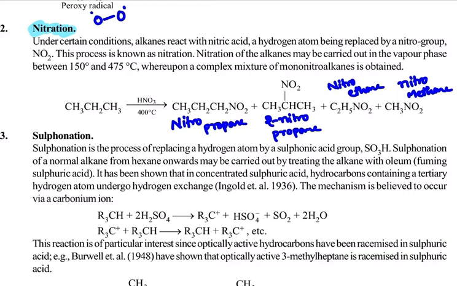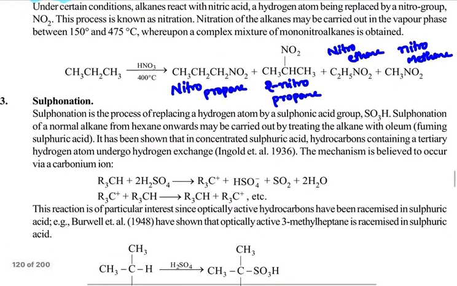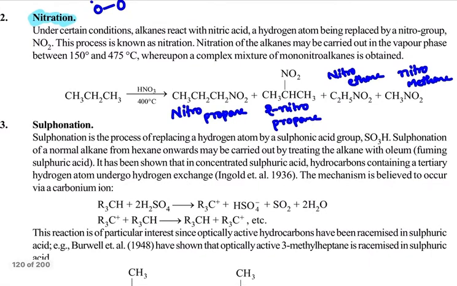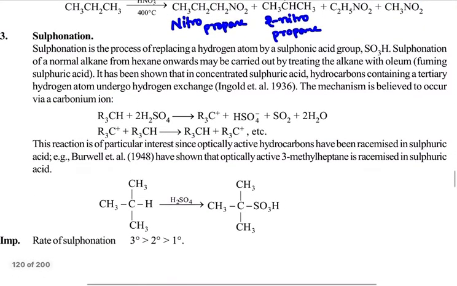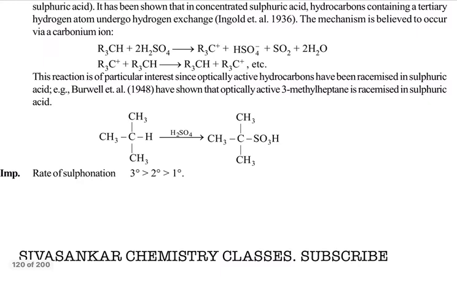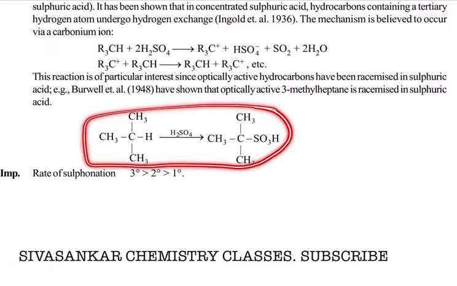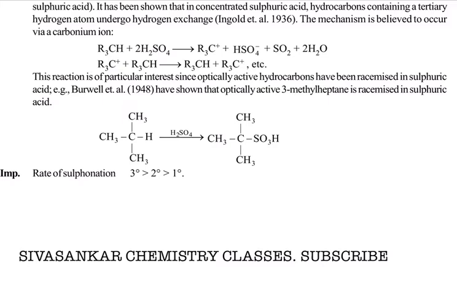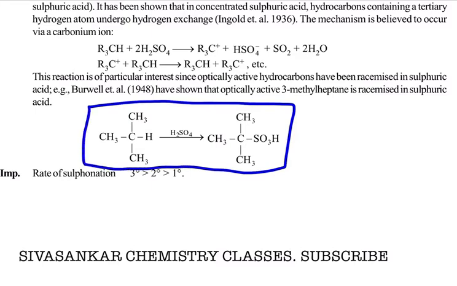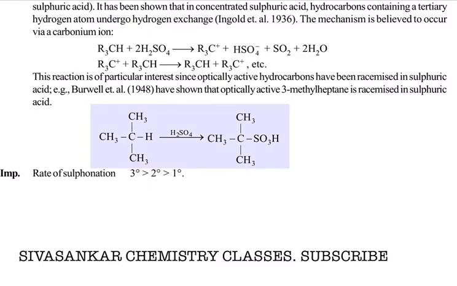Okay, students. Next, sulfonation. Nitration means nitric acid is reacting with alkane. Like that, sulfonation means hydrogen is replaced by sulfonic acid. So the main reaction we can take like this. The rate of sulfonation is mostly for tertiary alkanes. We discussed already that alkanes are less reactive. Here, the reactivity order of tertiary, secondary, primary is given.